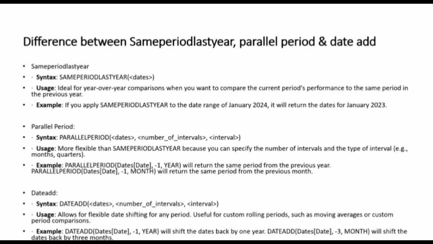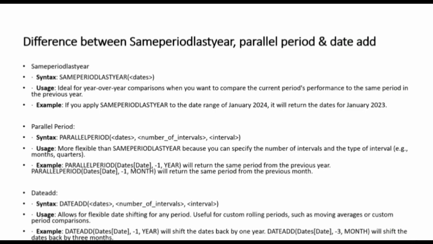Again, this is the most simple as well as most important question in the second technical round: the difference between same period last year, parallel period, and dated. See, this falls under time intelligence DAX functions. So these are the syntax for same period last year. It's quite simple. Let's say today is July 2024. When same period last year is used, it will take you completely to July 2023.